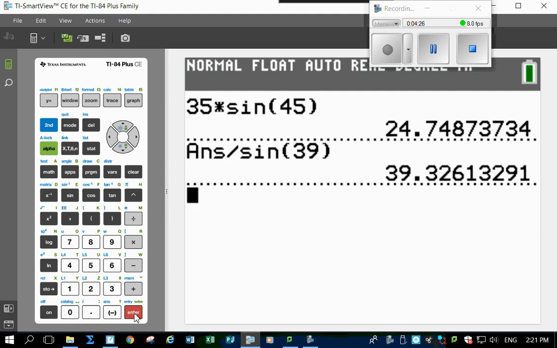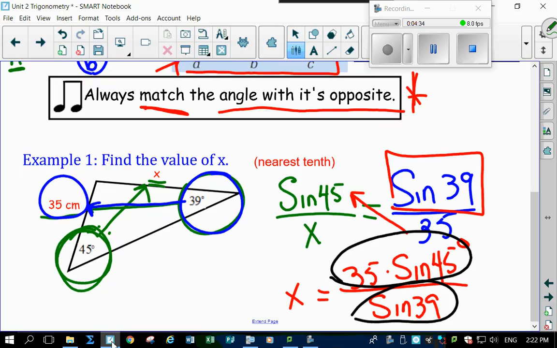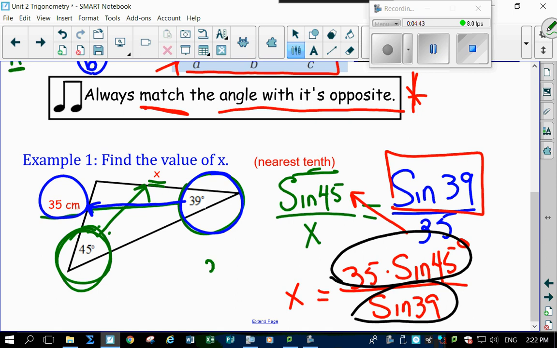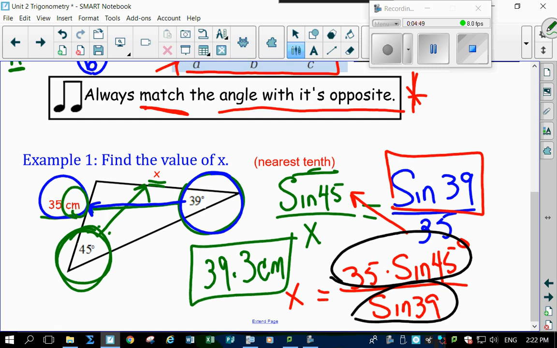Well, there you go. This is 39.326, so 39.3, depending on how they want you to answer the question. This one says nearest tenth, so nearest tenth would be 39.3. That is your answer right there. Check the units. It's in centimeters. There you go. I can confidently say that the length of that side is 39.3 centimeters. Easy peasy.